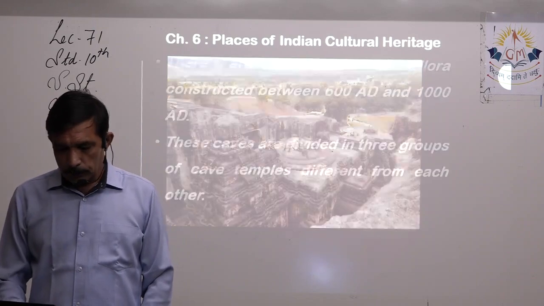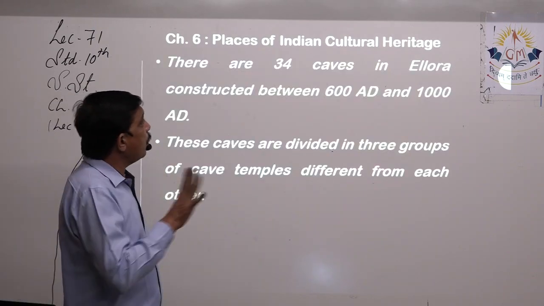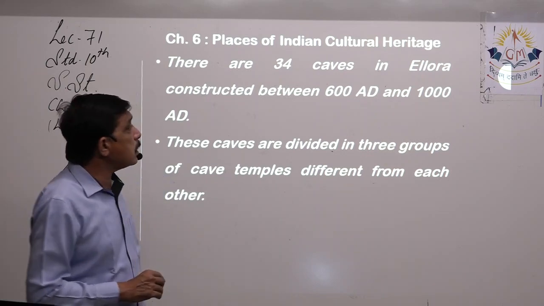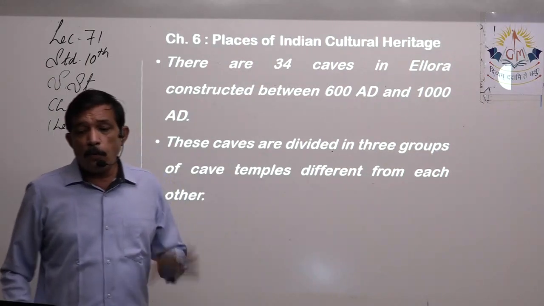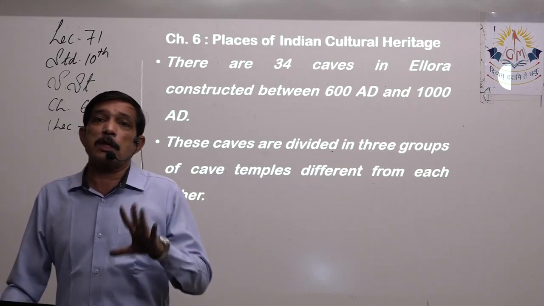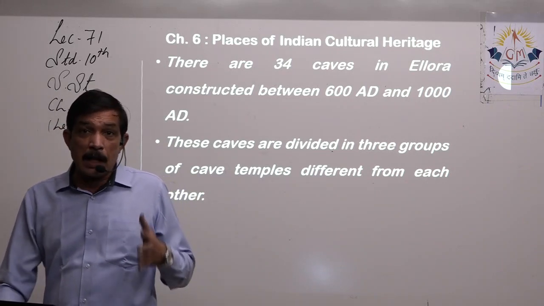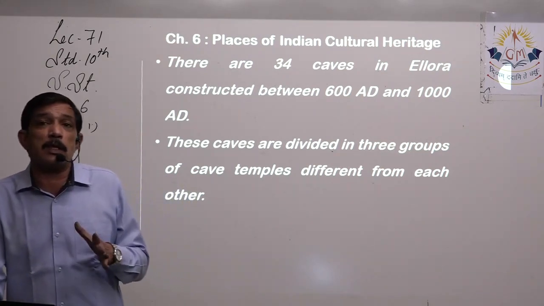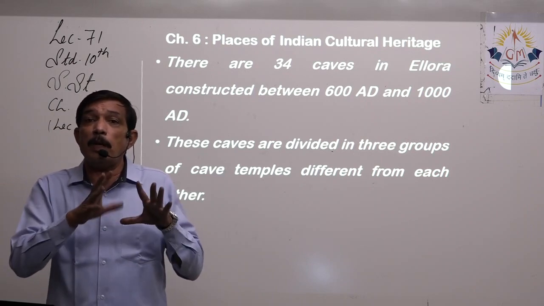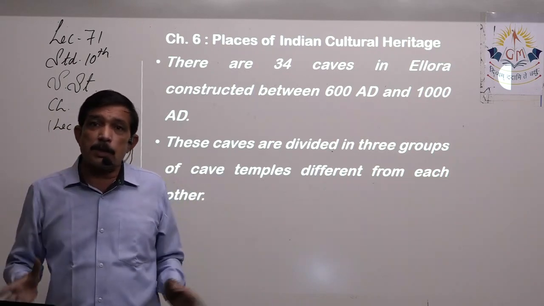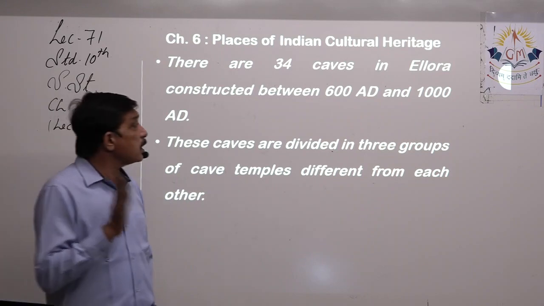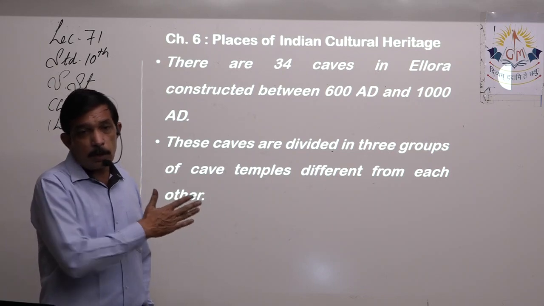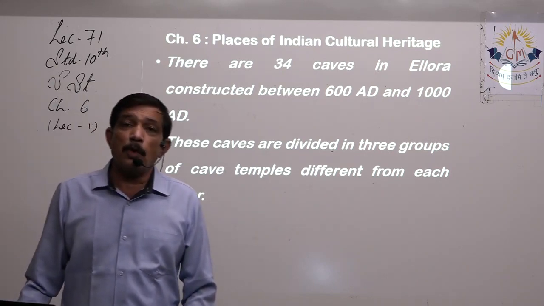There are 34 caves in Ellora. How many? 34 caves in Ellora, constructed over quite a long period, 4 centuries. It took 4 centuries. That tells about the patience of Indian people, that for continuously 4 centuries people kept on carving and making more and more caves and lots of structures within. So, right from 600 AD to 1000 AD. It took that much long time to carve out these 34 caves.